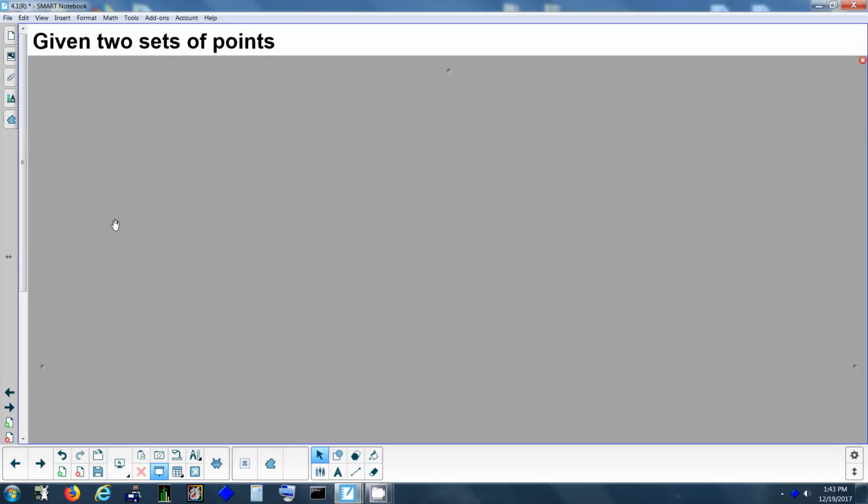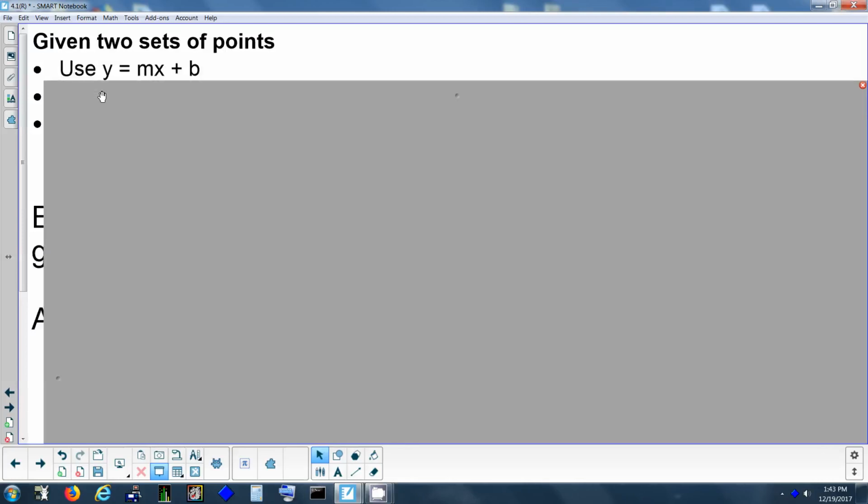This stuff now may be a little bit different than what you've seen before. So now we're going to do it given two sets of coordinates. Just like everything else, we're going to use y equals mx plus b. It's already written there for you. We do it every time.